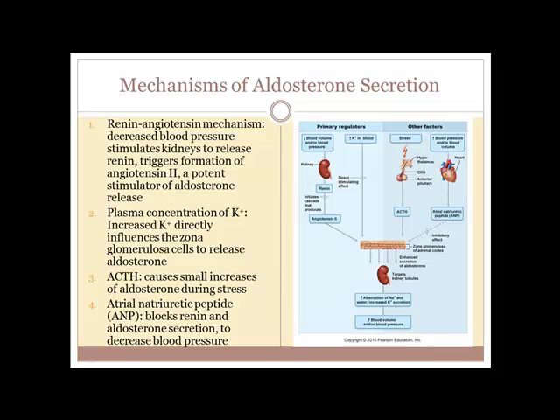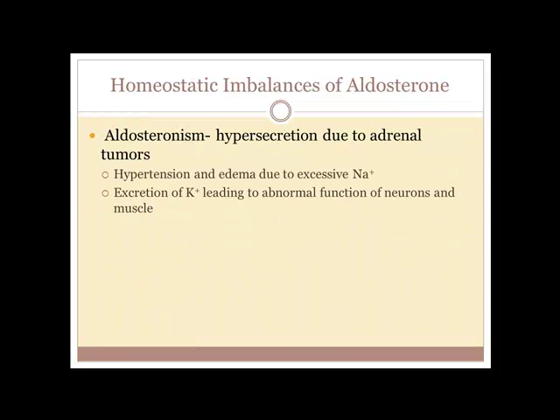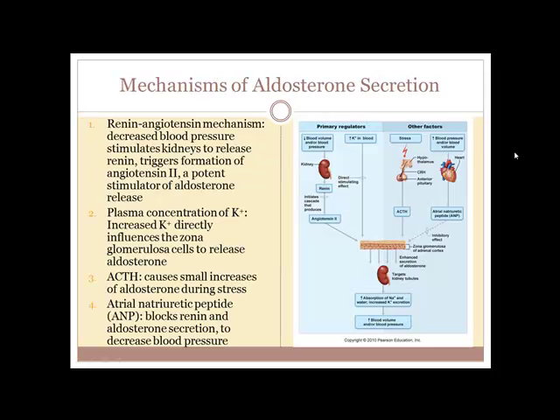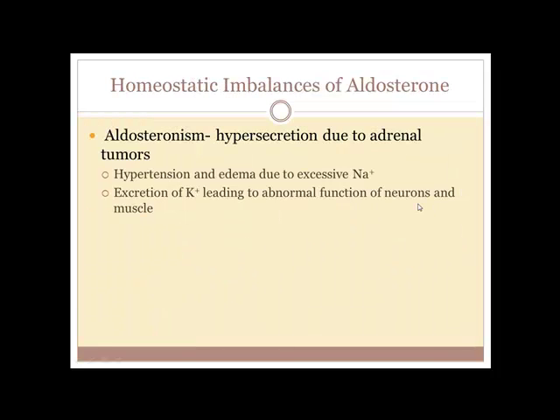So overall, we will decrease blood pressure and volume there with the release of ANP, atrial natriuretic peptide. Homeostatic imbalances of aldosterone: if you have aldosteronism, or hypersecretion, you can have hypertension and edema due to excess sodium in your blood and in your extracellular fluid, and increased excretion of potassium can lead to abnormal functioning of your muscles and your neurons.